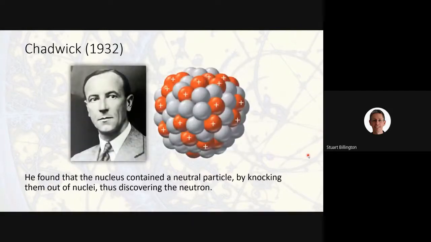5 years later, Chadwick manages to knock some things out of a nucleus, and they're not protons, and they're not charged, so they get to be called neutral protons, neutrons. So that's our 3rd particle from the atom. It took a little while to discover it, but I guess Rutherford and Bohr had predicted its existence. It just took a while for Chadwick to discover it.